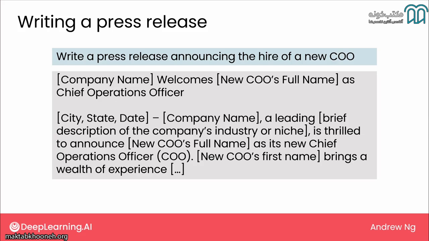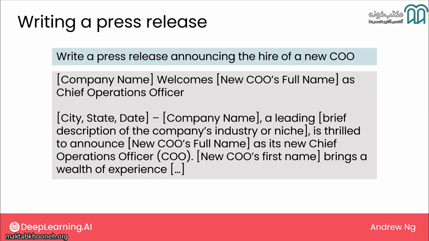When writing a prompt, you find that if you can give the large language model more context or more background information, then it will write more specific and better copy for you. If all that the large language model sees is this, write a press release, at this point in time, it doesn't know anything about your company, about the new COO's name or their qualifications, and so it ends up writing something very generic like this.